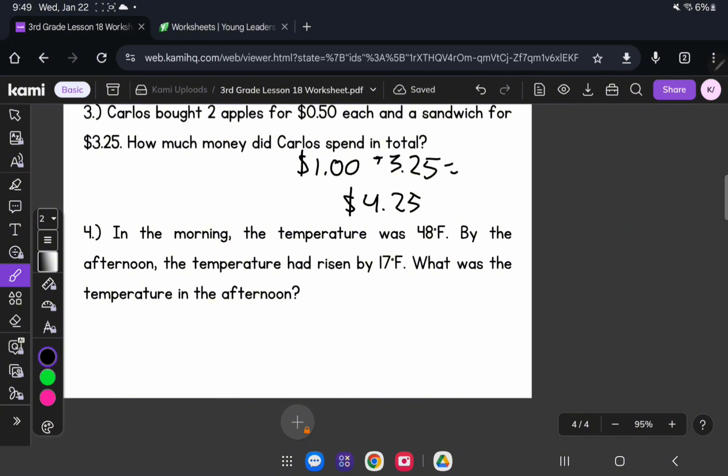Number 4 says, in the morning, the temperature was 48 degrees. By the afternoon, the temperature had risen by 17 degrees. What was the temperature in the afternoon? So we just take our 2 numbers, 48 plus 17, and we should get 65 degrees Fahrenheit.